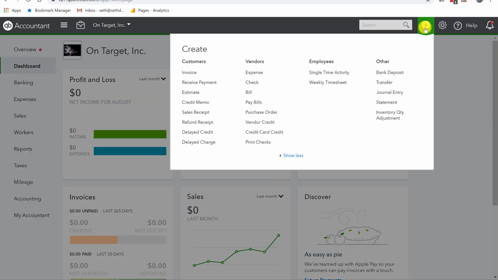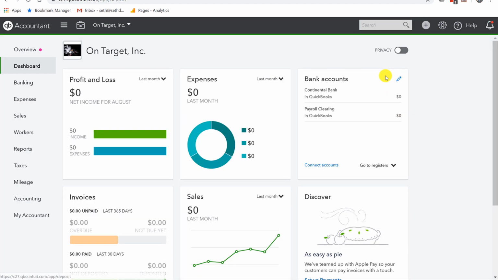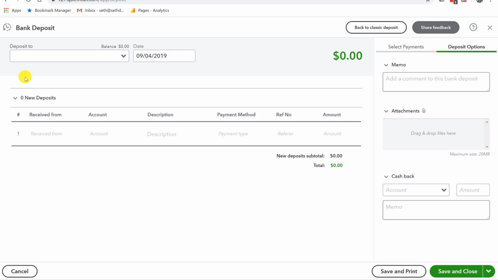So here on OnTarget Inc.'s books, we're going to make a deposit because they're receiving the money. We're going to deposit it to Continental Bank. And I'm using the new deposits dialog here. I guess I was offered to do that. I'm not even familiar with this dialog yet. So I just want to find, oh, that's where I put the stuff. Okay, it's weird.